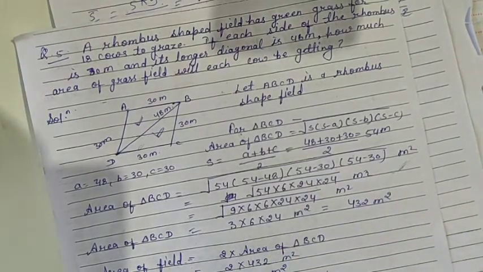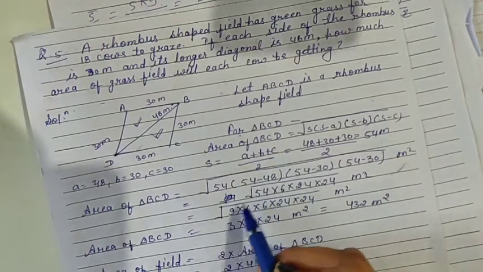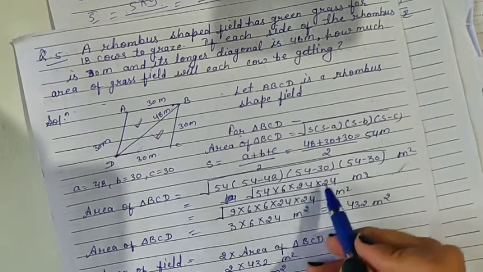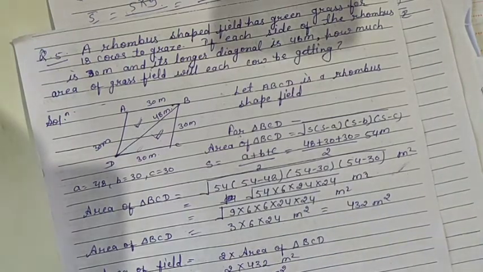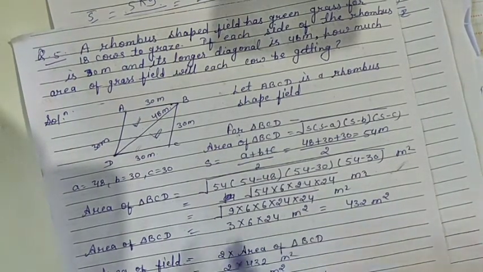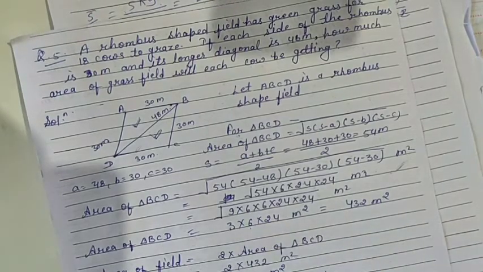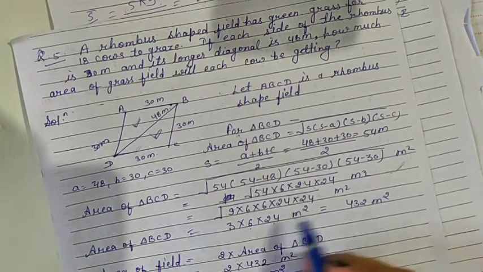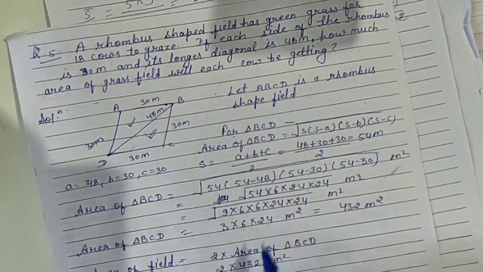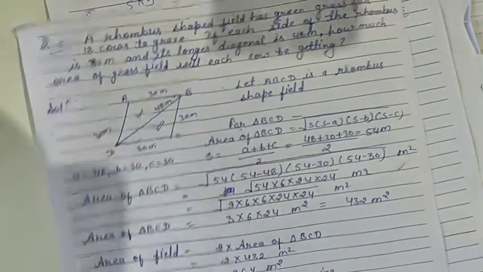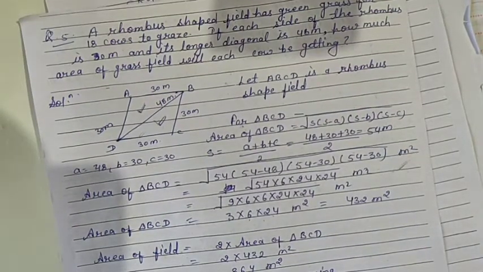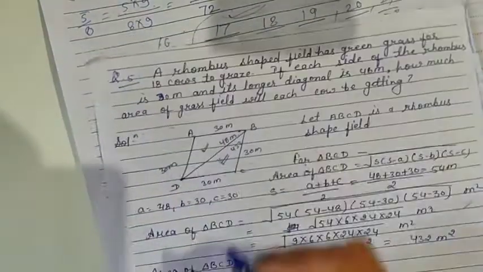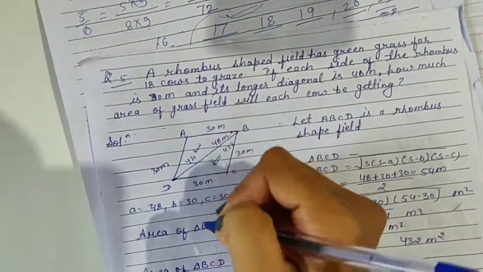Then to solve this, 54 can be written as 9 into 6 and 6 as it is, 24 into 24 meter square. Now square root of 9 is 3, square root of 6 into 6 is 6, square root of 24 into 24 is 24 meter square. So when I multiply 3 into 6 into 24, then I get 432 meter square. This is the area of this triangle, 432 meter square. So area of this triangle will be equal to area of this triangle.